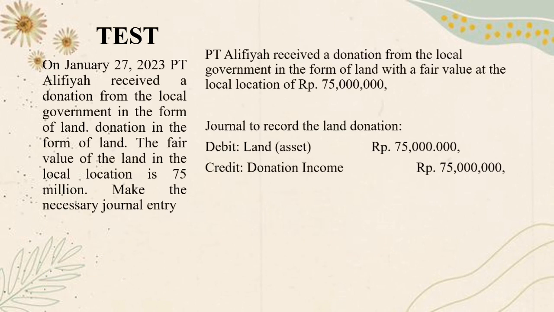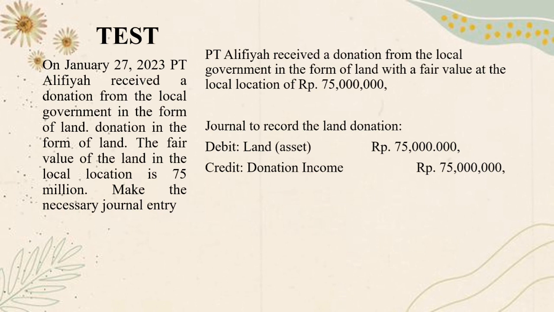Next is on January 27, 2023, PT Alivia received a donation from the local government in the form of land. The fair value of the land in the local location is 75 million. Make the necessary journal entry. So PT Alivia received a donation from the local government in the form of land with a fair value at the local location of 75 million.